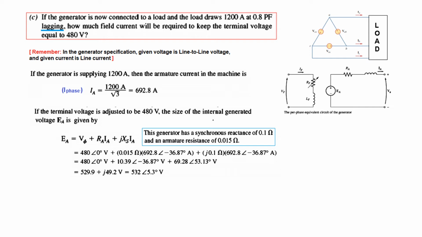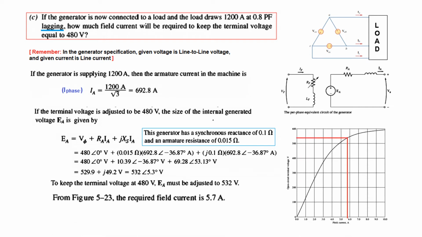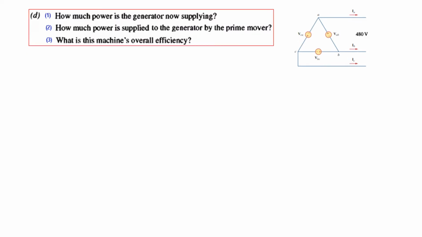And for that, how much field current do we have to adjust? You know, the field current can be adjusted by this resistance. So we have to look at the diagram, the open circuit characteristics. We want 532 volt generated, so the field current required will be 5.7 amperes. So this is part C.